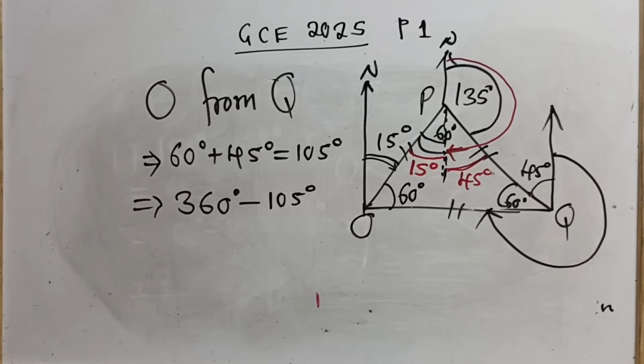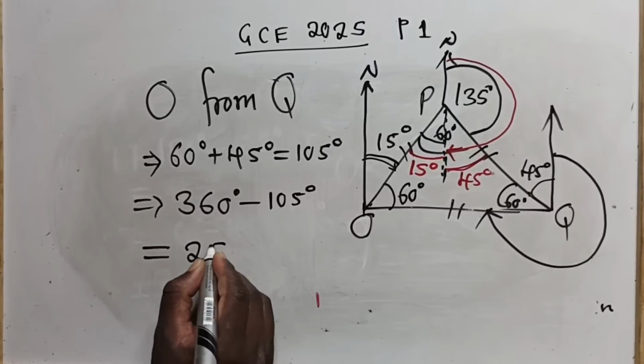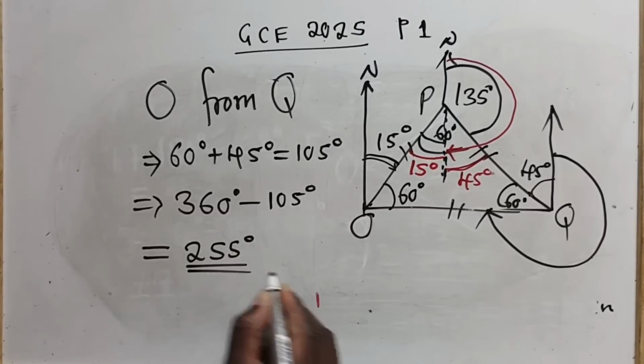We should be discussing. Are we doing the right thing? Okay, I guess we're doing the right thing. So once we subtract here, we are going to get 255 degrees. So this bearing is 255 degrees. That's how it's supposed to be.